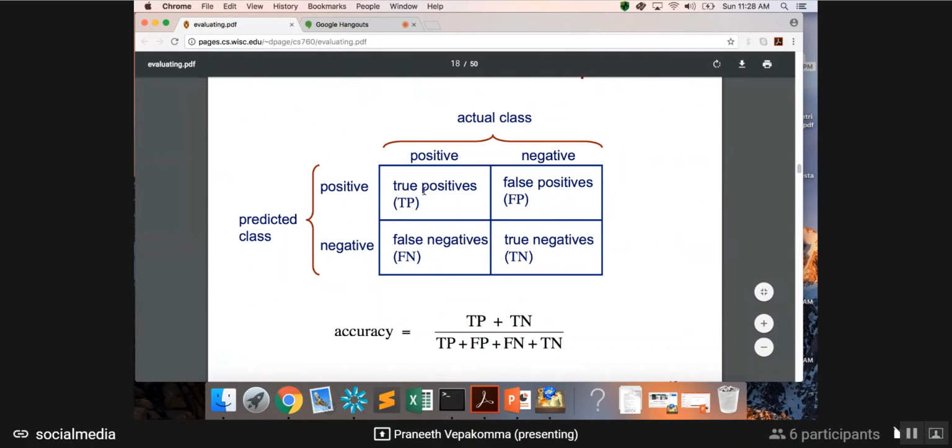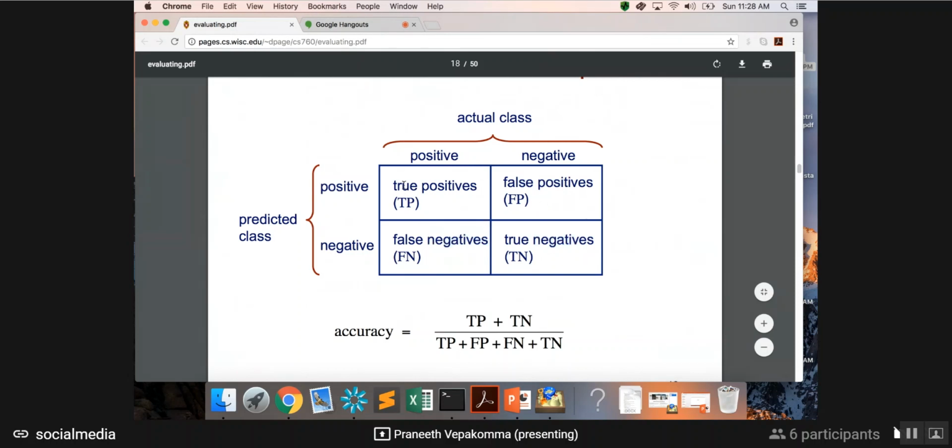So what you care about is the diagonal elements. You want the actual class positive to have as many positives in the predicted class as well. If the actual class is negative, you want as many predicted classes as negative. So basically your diagonal numbers should be as high as possible. So this is a true prediction. This is a very common and standard notation: true positives, false negatives, true negatives.